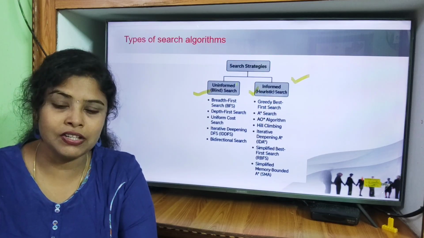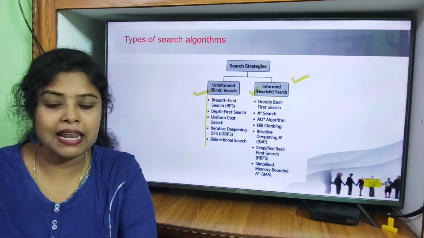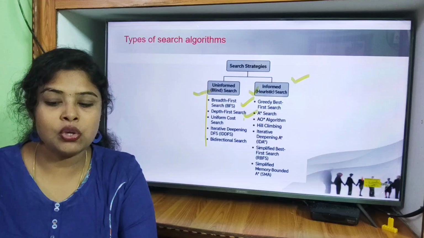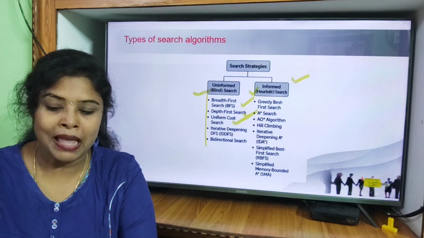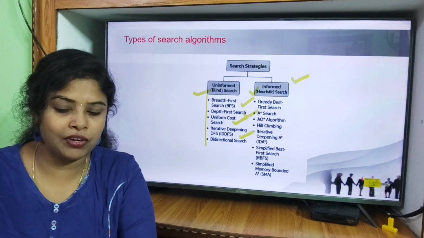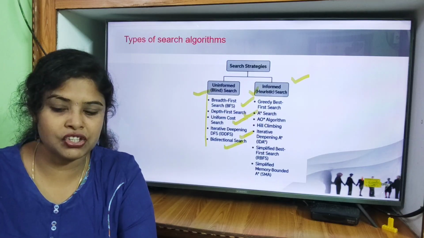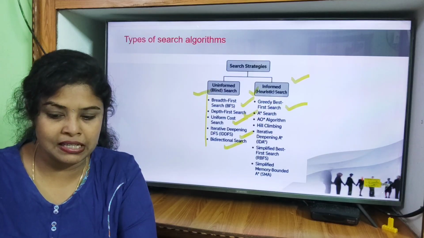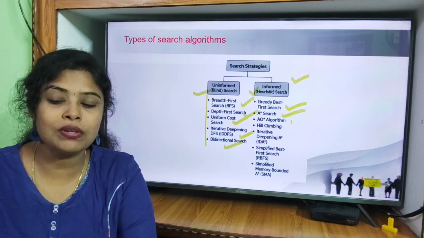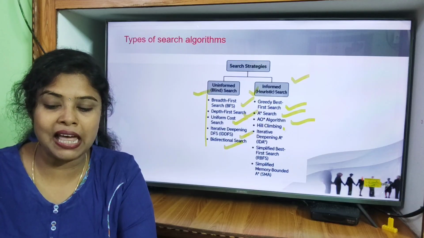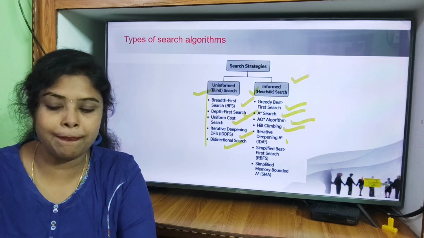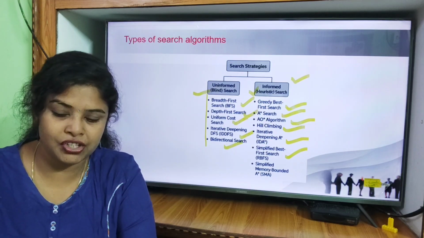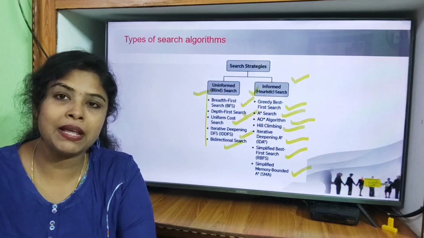Under uninformed search, there are certain search techniques like BFS, which is breadth first search, DFS, which is depth first search, UCS, uniform cost search, iterative deepening depth first search, and bidirectional search. And coming to informed search strategies, we have greedy best first search, A star search, AO star algorithm, hill climbing algorithm, iterative deepening A star algorithm, simplified best first search algorithm, and simplified memory bounded A star algorithm.